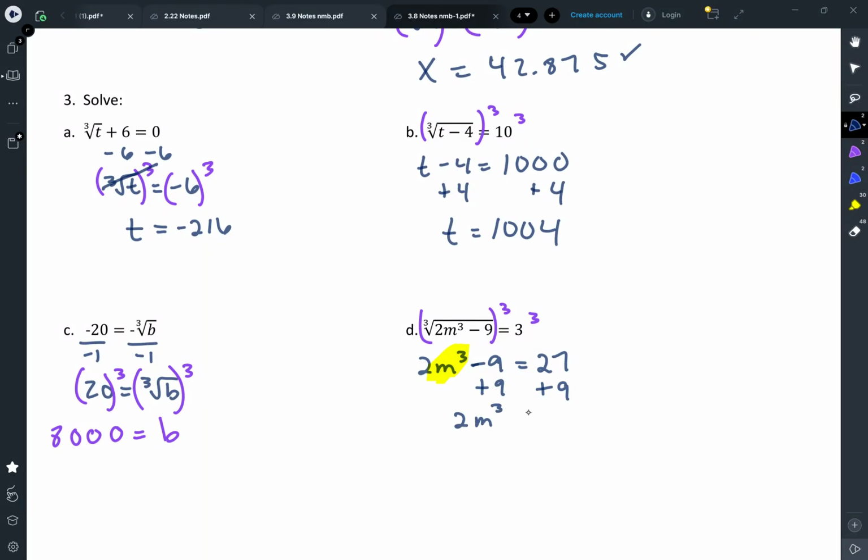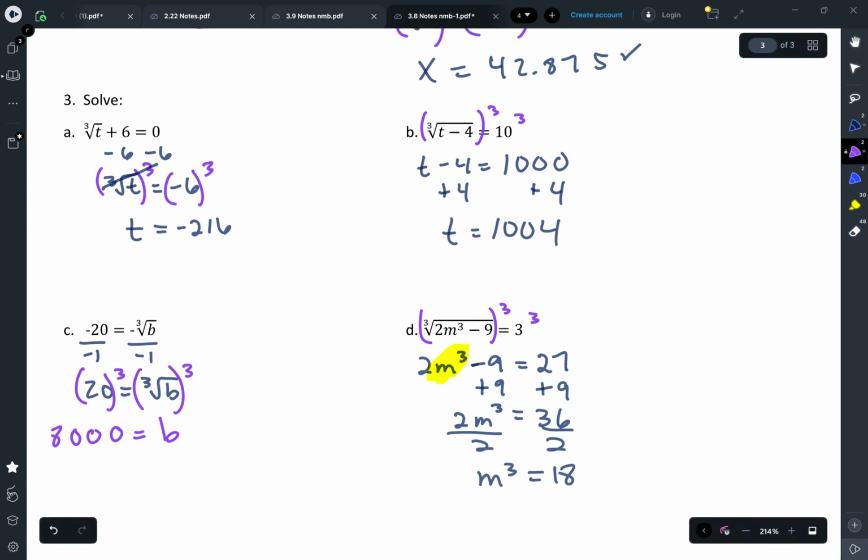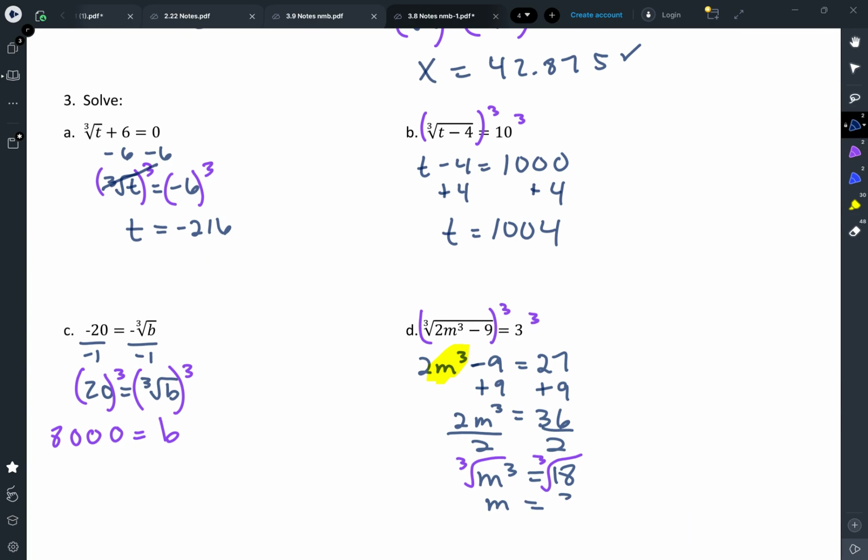2m to the third power equals 36. Divide both sides by 2. M to the third equals 18. And then because I have a third power to get rid of, I'm going to take a third root on both sides. And remember, with cube roots, it's just always one answer. We don't have to worry about absolute value or plus or minus. My answer is just going to be the cube root of 18. There's nothing I can do to simplify that.